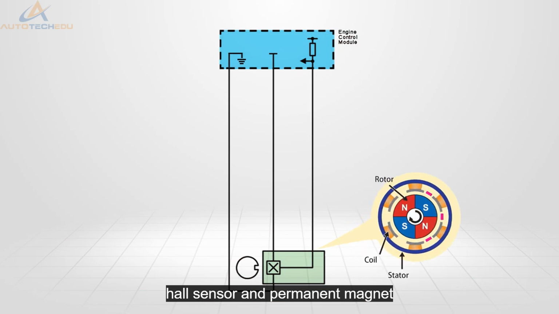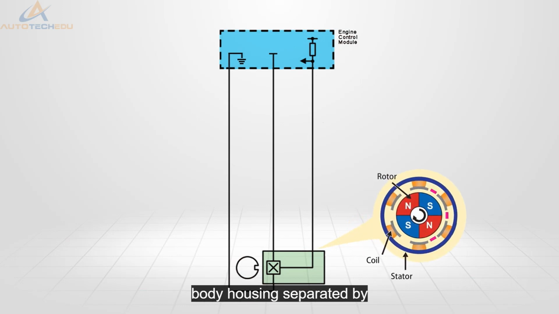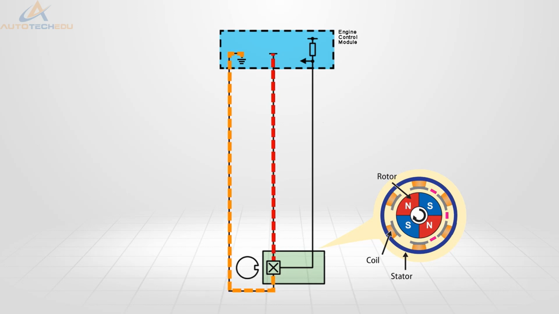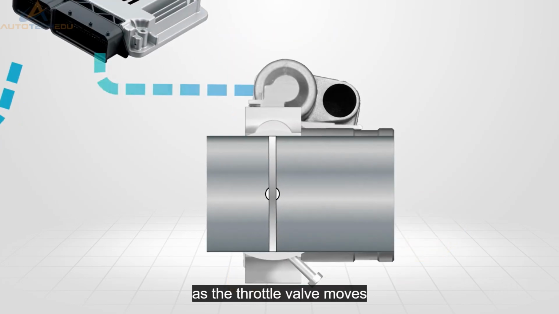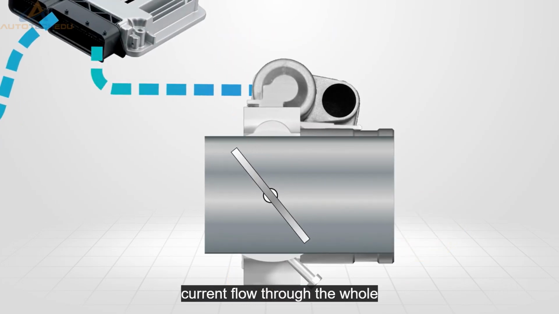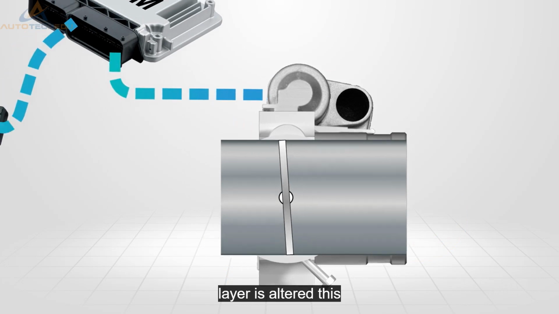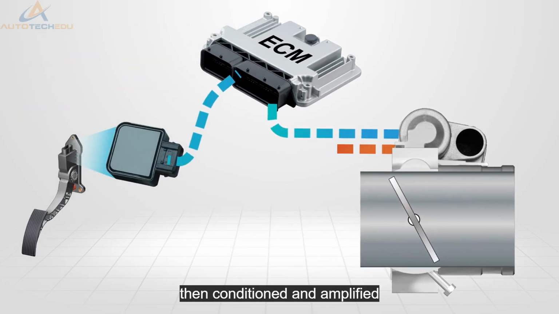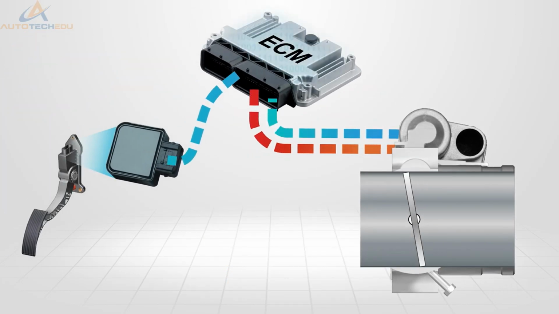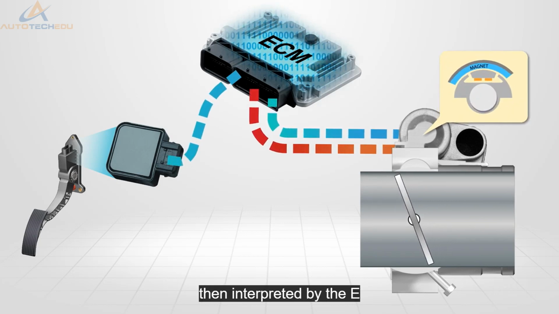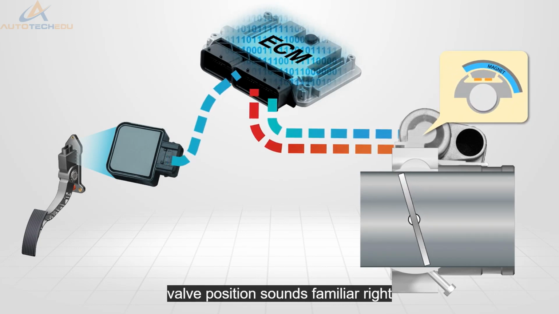The hall sensor and permanent magnet are mounted within the throttle body housing, separated by a fixed air gap. Reference voltage and ground are supplied by the ECM, with the signal position returned. As the throttle valve moves through its range, the current flow through the hall layer is altered. This alteration of current flow is then conditioned and amplified. The output signal is then interpreted by the ECM as a throttle valve position.